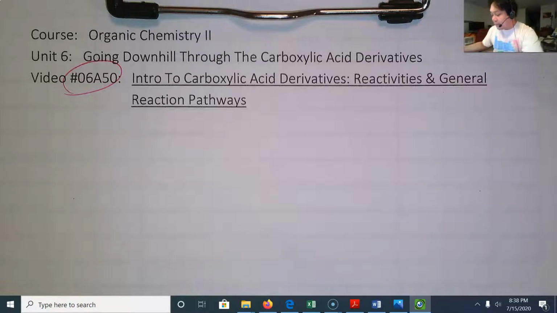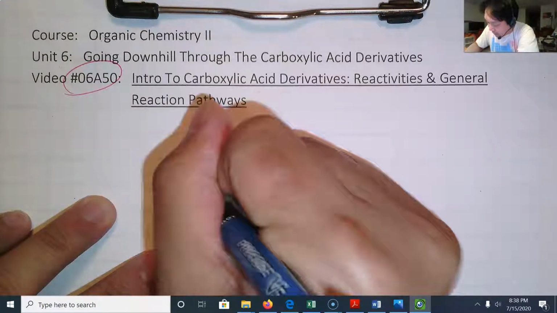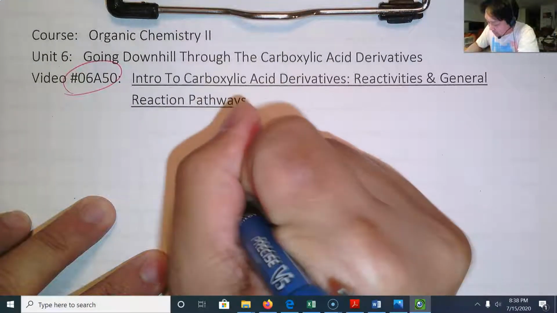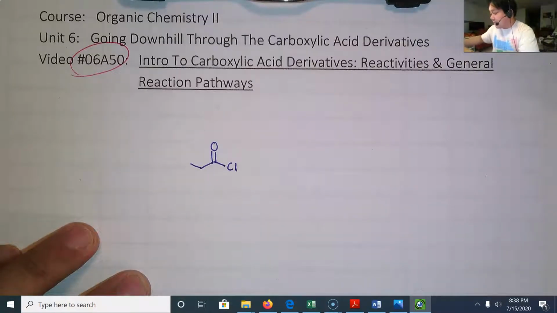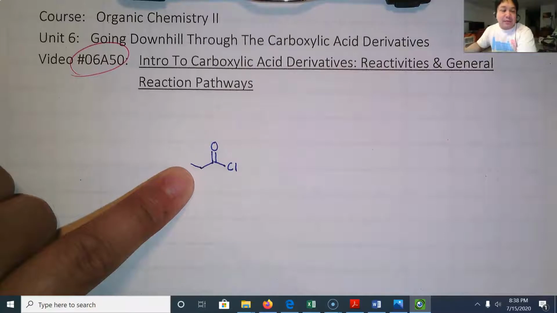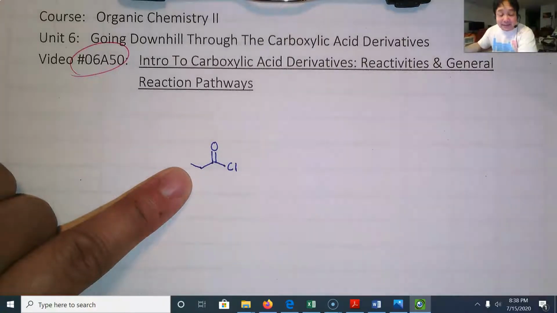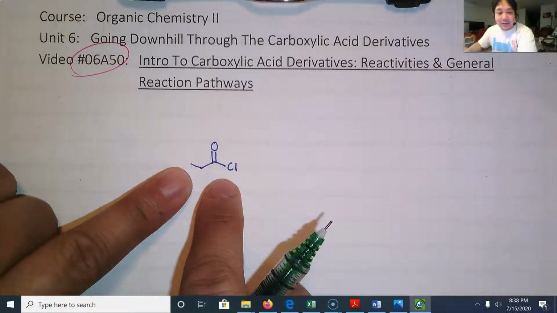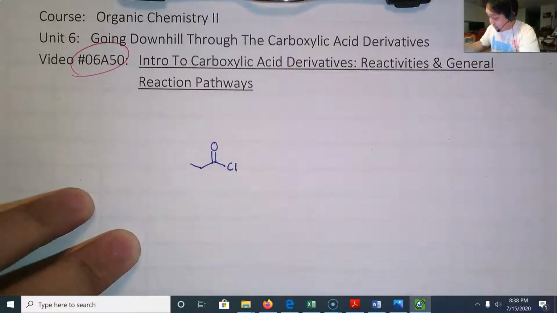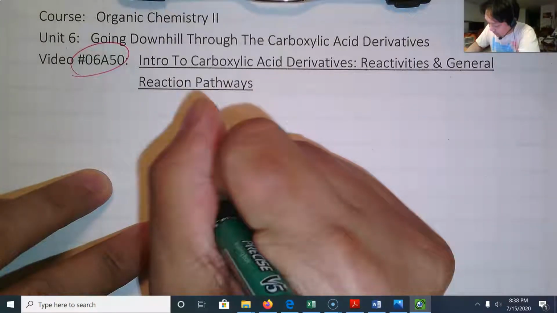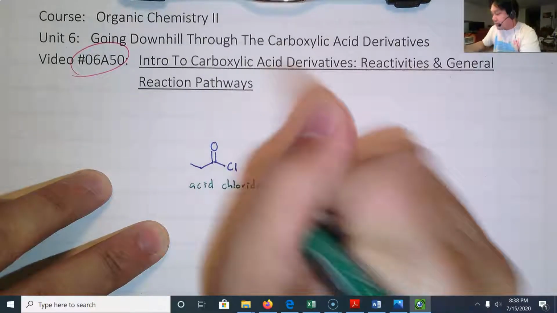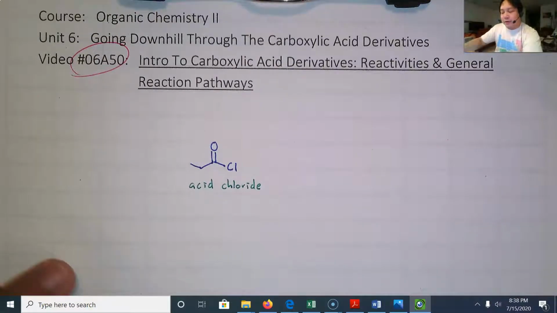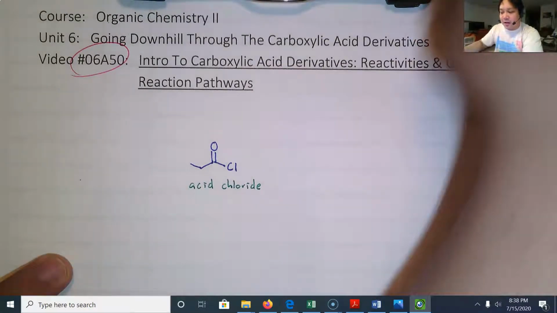And the first derivative is the acid chloride, and I'm going to draw them on top of each other. Okay, so we're going to start with what's called the acid chloride, and we've seen this already. In the last unit, we took a carboxylic acid and we converted it into the acid chloride. And I want to name it. I'll just put it underneath, acid chloride. And it's almost exclusively the chloride. We don't really work a lot with acid bromides.